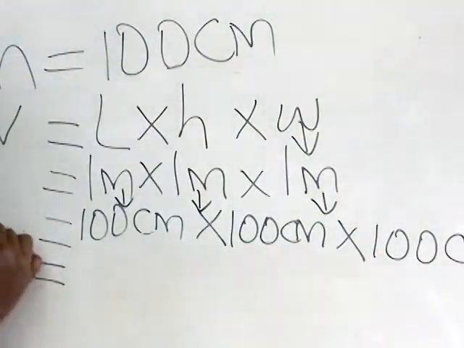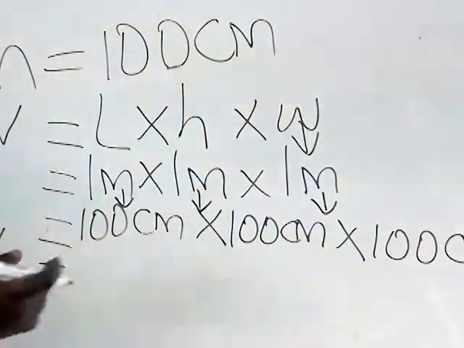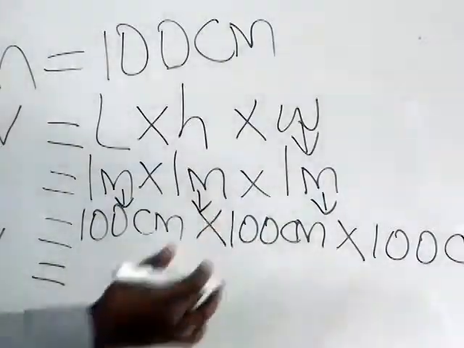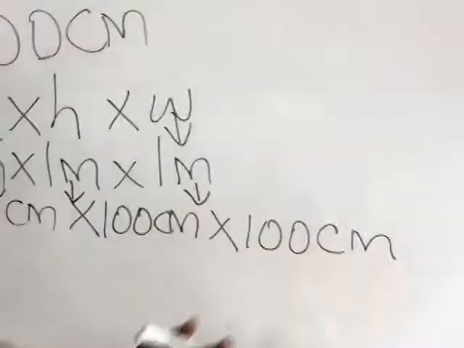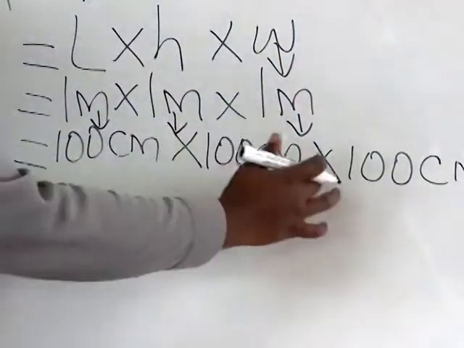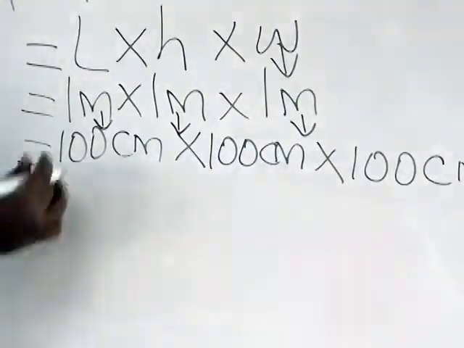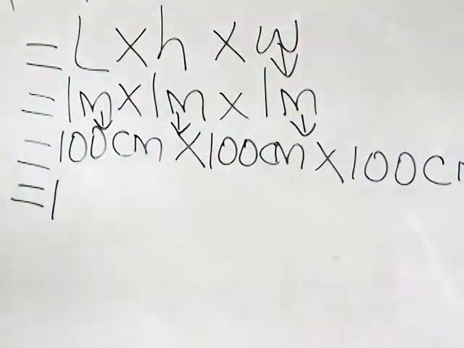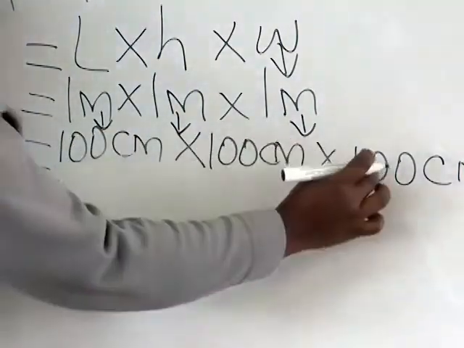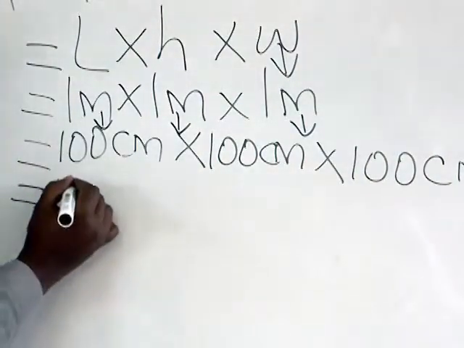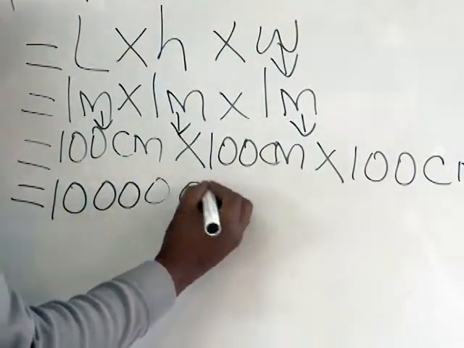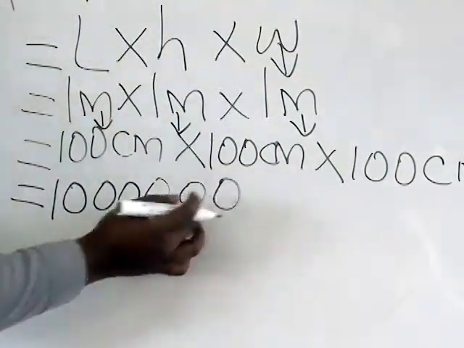So when we come to multiply at the final end, we have 100 centimeters, which is the length, the height of 100 centimeters, and the width of 100 centimeters. When we multiply 100 times 100 times 100, we have 1 which is present in all, and then we count the number of zeros. These are 1, 2, 3, 4, 5, 6. So we transfer the zeros here. 1, 2, 3, count with me, 4, 5, 6.